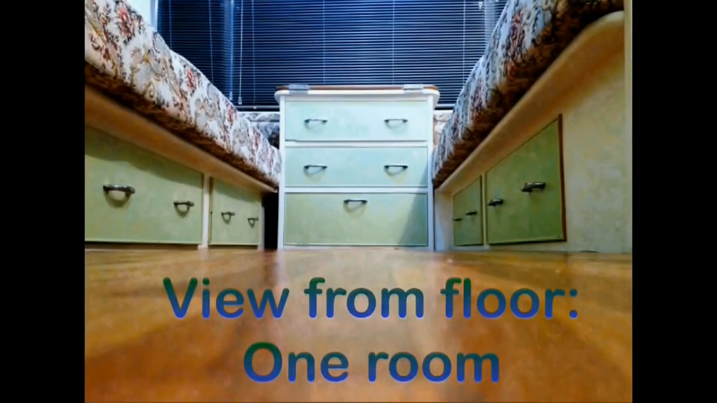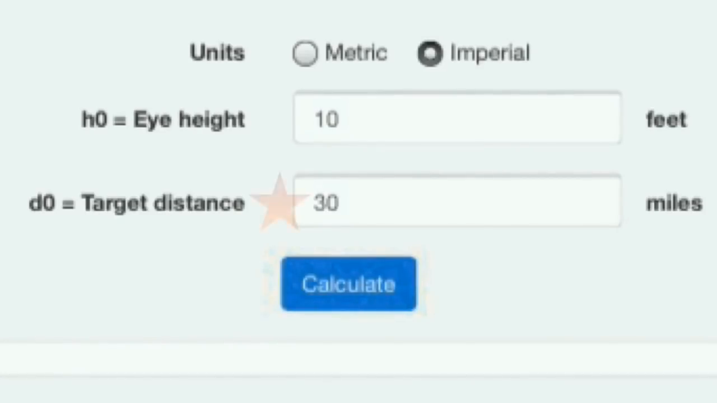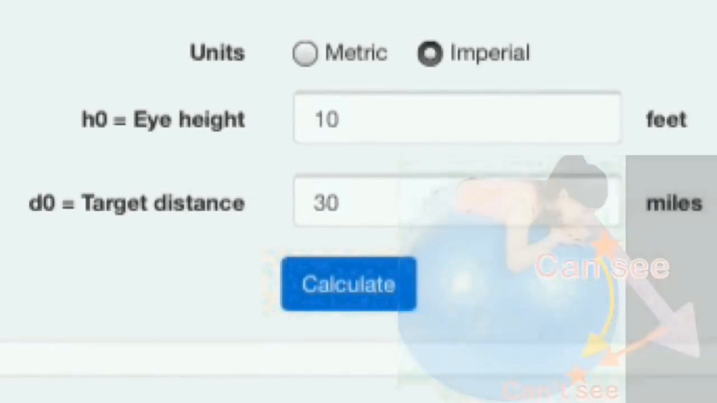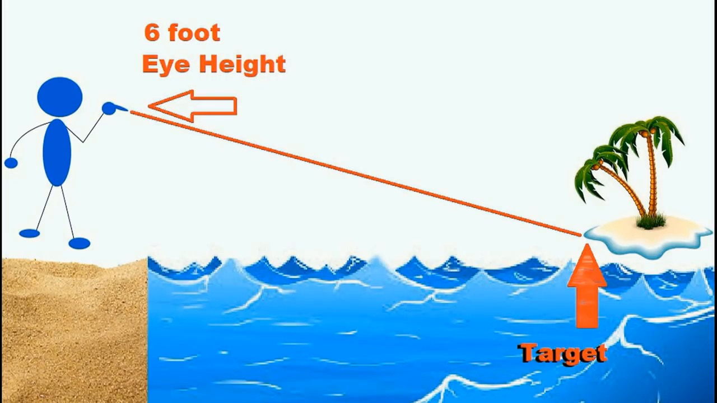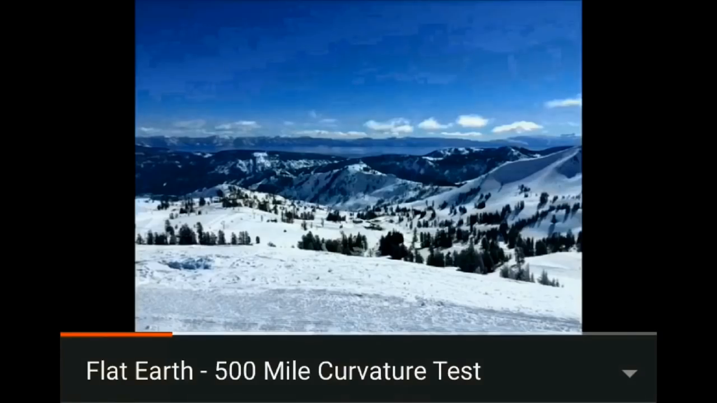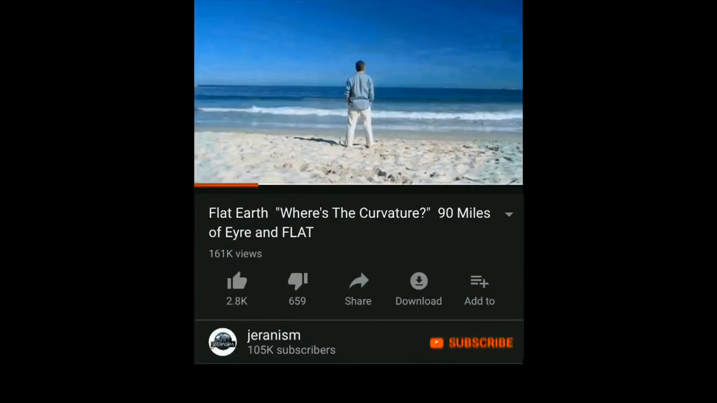The second variable is your distance to your target, because the farther you are from your target, the more curve there should be and the more that something should be underneath the curve and not visible to you. Now, we used to measure our eye height based on sea level because sea level was always supposed to be the same, but now not only are they saying that sea level is different all over the world, but we are starting to measure distances so far and so great that we might be at low tide in one area and be measuring across the Earth to a high tide in another area.